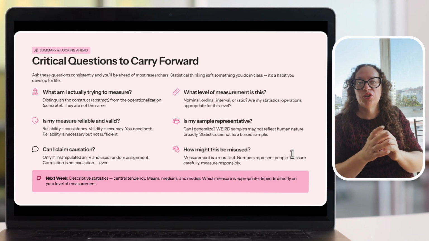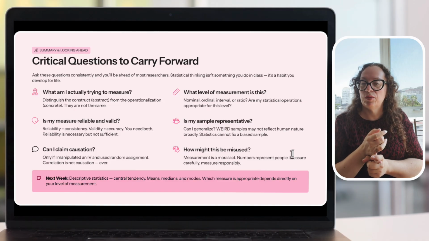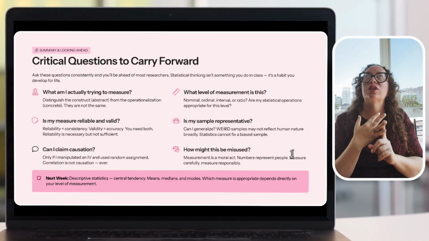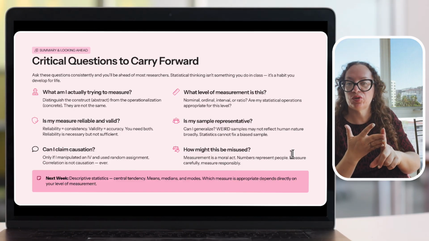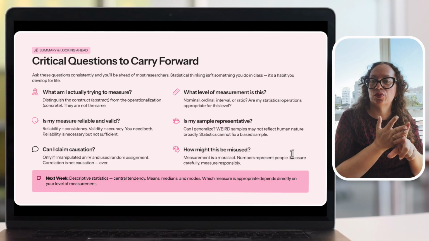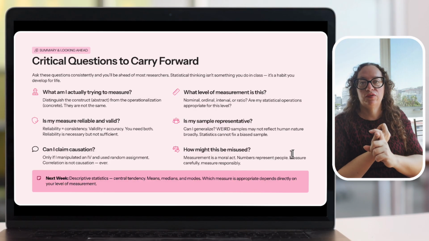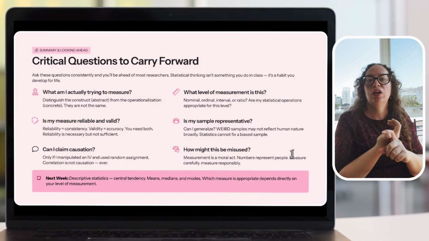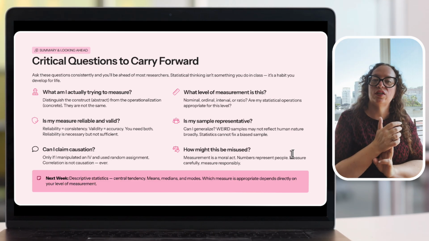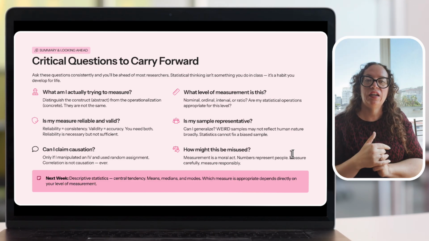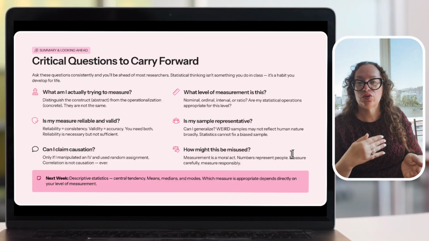Okay. So let me leave you with questions you should ask whenever you encounter research. 1, what construct am I actually trying to measure? 2, is my operationalization capturing that construct, and how do I know? 3, what level of measurement is this? Are my statistical operations appropriate for this level of measurement? 4, is my measure reliable? Does it give consistent results? 5, is my measure valid? Does it capture what it's supposed to? 6, is my sample representative of my population? Can I generalize? 7, what assumptions am I making about measurement? 8, how might my measurement be misused? 9, what am I actually measuring versus what am I claiming to measure?